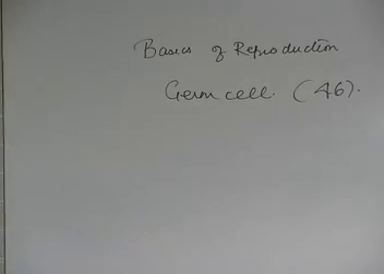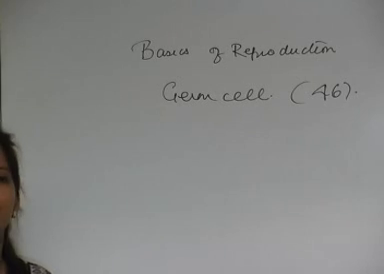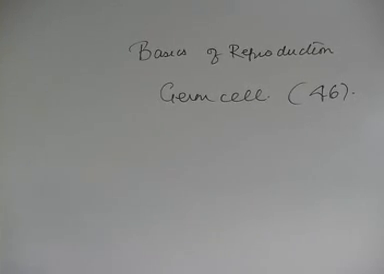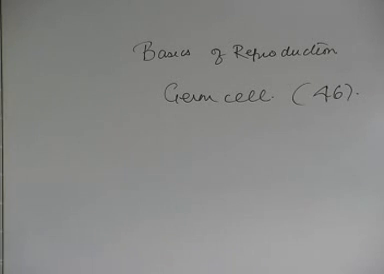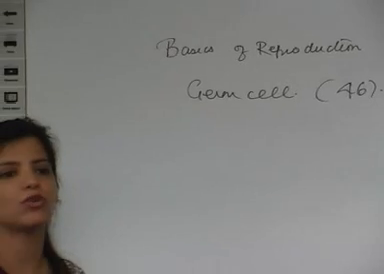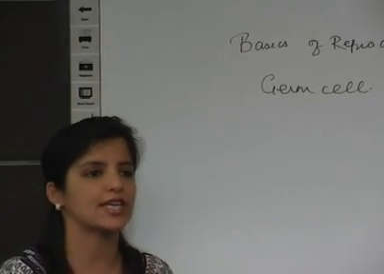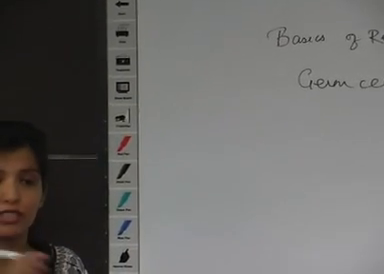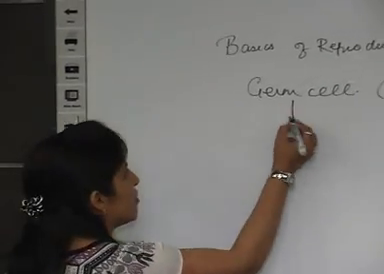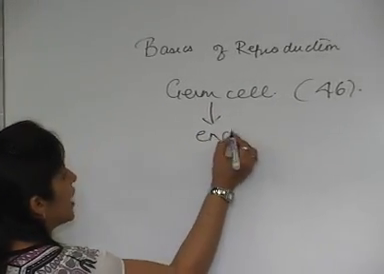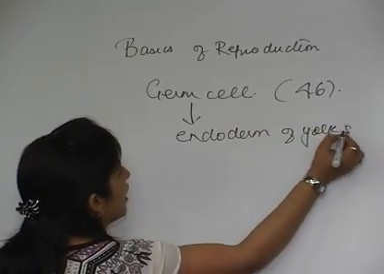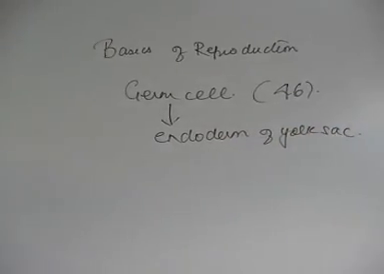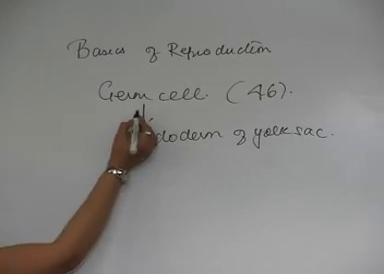The first question which comes to everybody's mind when we talk about germ cells is the origin of germ cells. There is a lot of confusion about how a germ cell originates. What I am telling you is what Williams 13th edition page 101 specifically mentions, and it says that germ cells originate from the endoderm of the yolk sac. Now, these germ cells travel to the genital ridge.